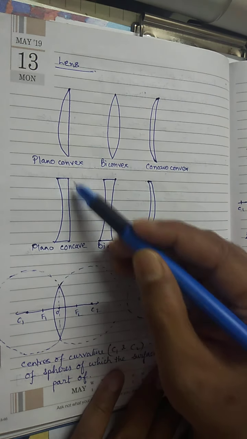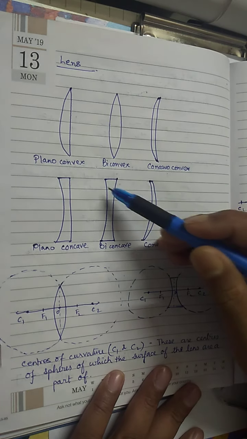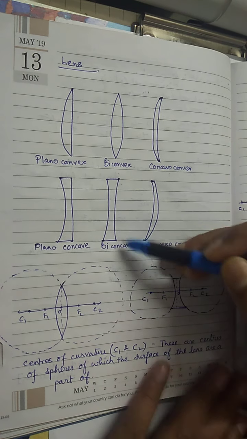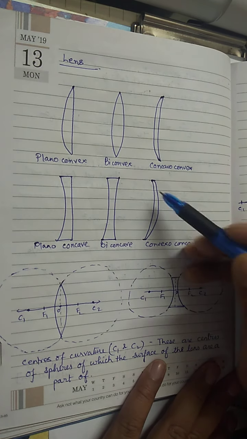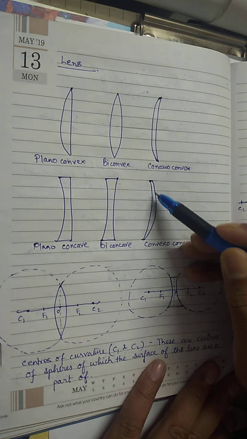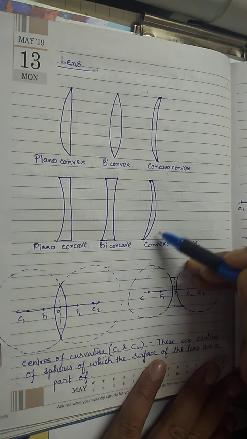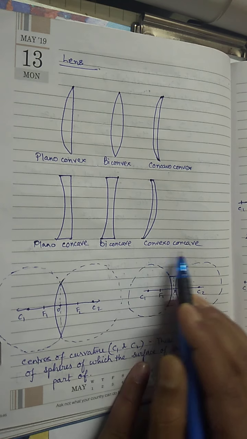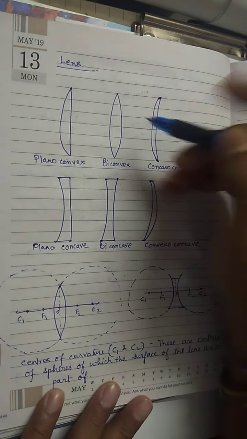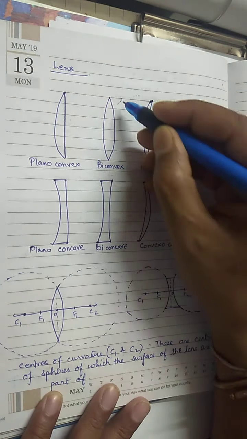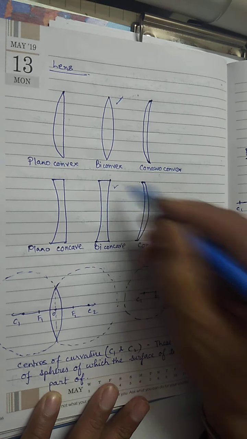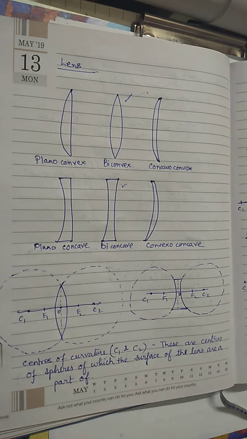Here we have one concave and one plane, so plano-concave. Here we have both the surfaces as concave, so biconcave. Here we have the first surface as concave and the other surface as convex, so it is called convexo-concave. However, in your book we'll be chiefly focusing on biconvex and biconcave lens.